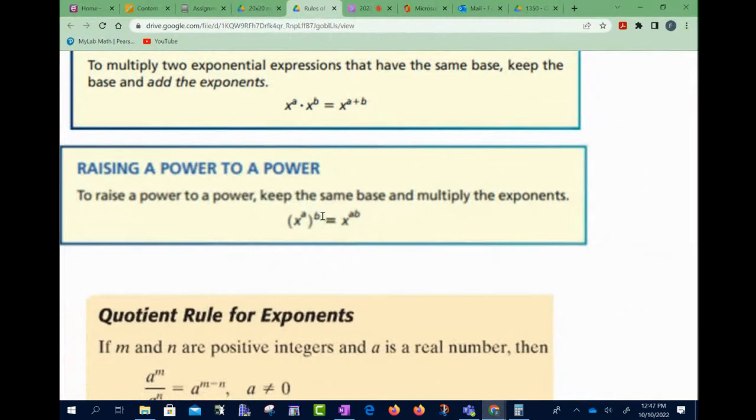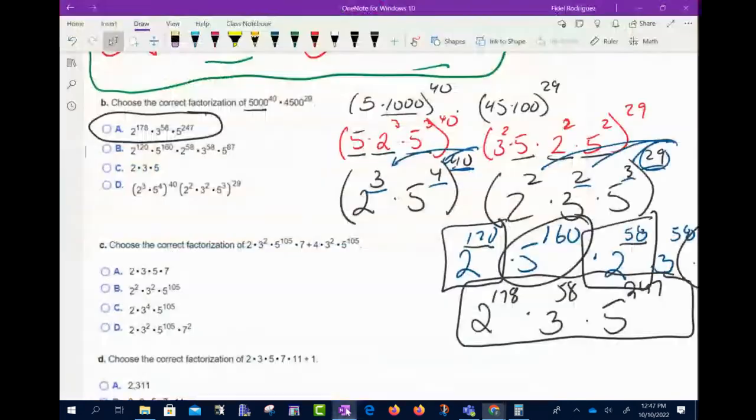When you have a power being raised to a power, you multiply them together. When you have like a certain number of 2s here and a certain number of 2s there with the exponents, you just add them together. Okay. So that's the part that I really kind of want to emphasize. That's really what I'm doing. We're adding the exponents or we're multiplying them. How do I know when I multiply them? When I have a power being raised to a power. But if I just have a certain number of 2s and another certain number of 2s, I add my exponents. Okay.